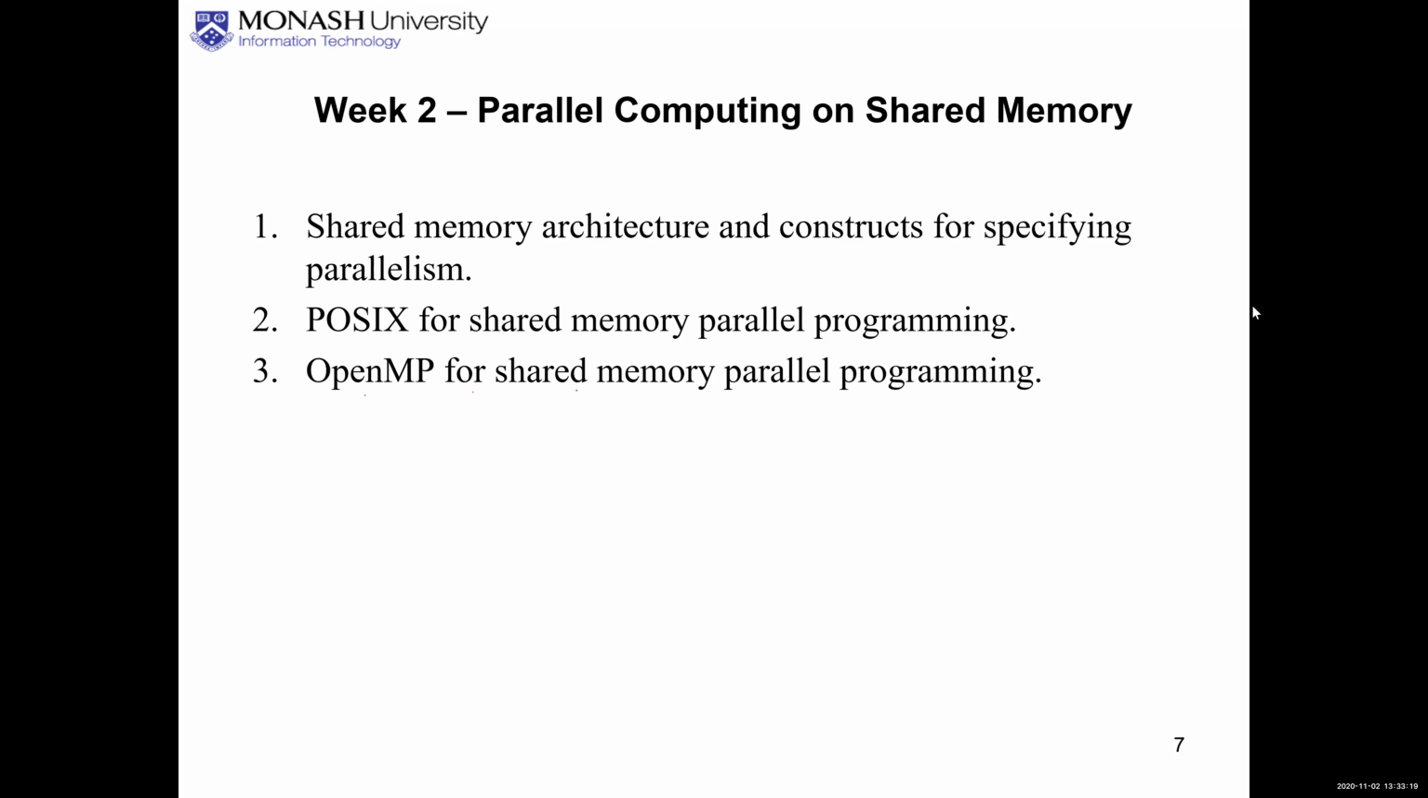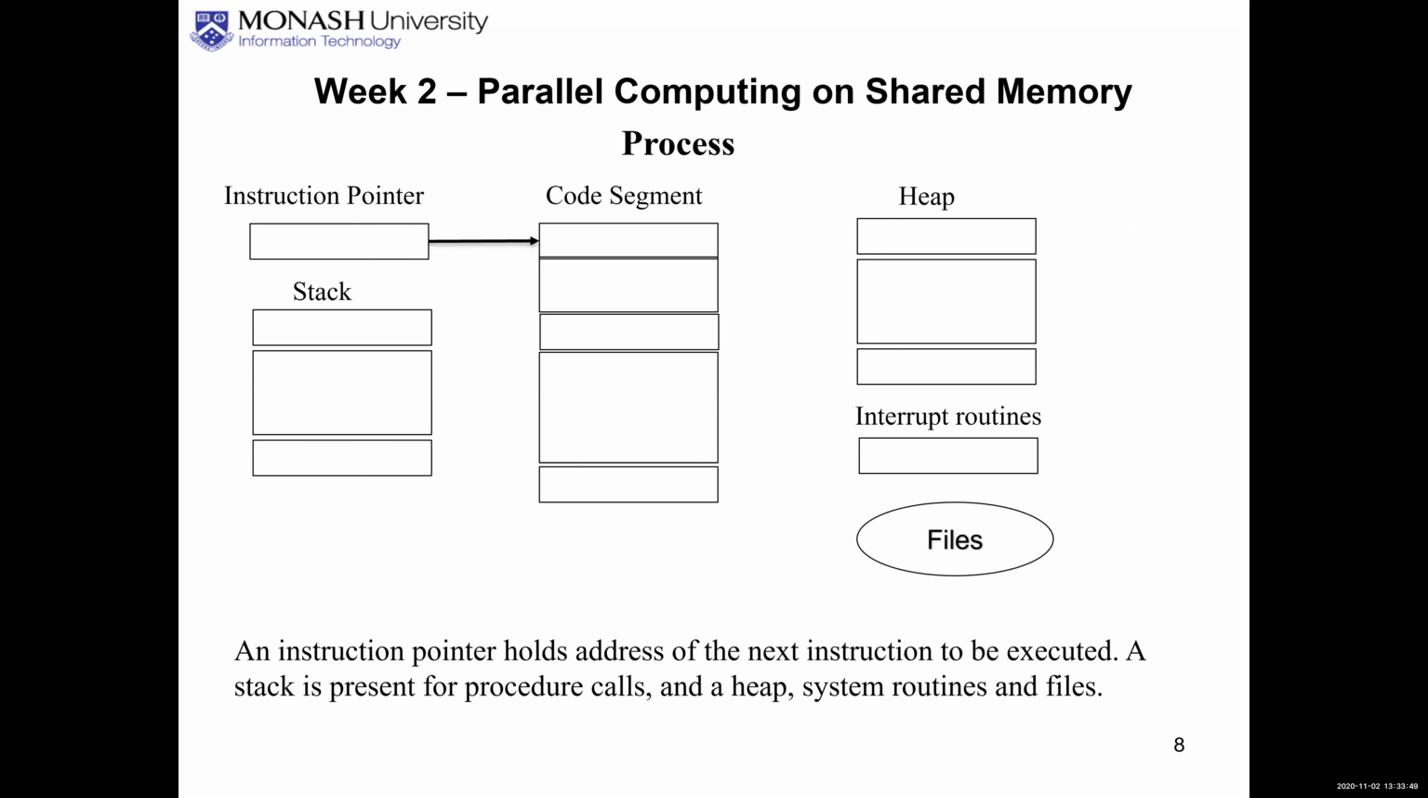Okay, so that is week 2. In week 2, we learned how to use POSIX threads and OpenMP to actually parallelize your code. We did a lot of hands-on explanation. With POSIX threads, as you know, you create the thread functions, and after that, you wait for the thread functions to complete.